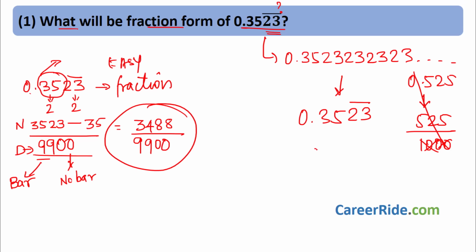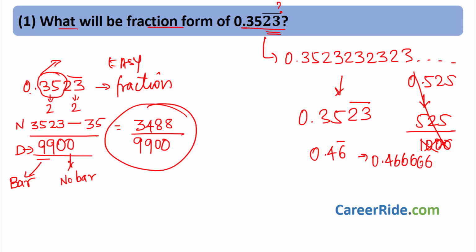Let us take another small example. Let us say we take 0.46 with a bar over the 6. What does this mean? This is nothing but 0.466666. Now we have to convert this into normal fraction form. What is the denominator? How many digits are there below the bar? 1. So there will be 9. How many digits are there without a bar? Only 1. So there will be a 0. What will be the numerator? Write the number, 46, and subtract the digit which is not below the bar, that is 4. What do we get? 42 upon 90.